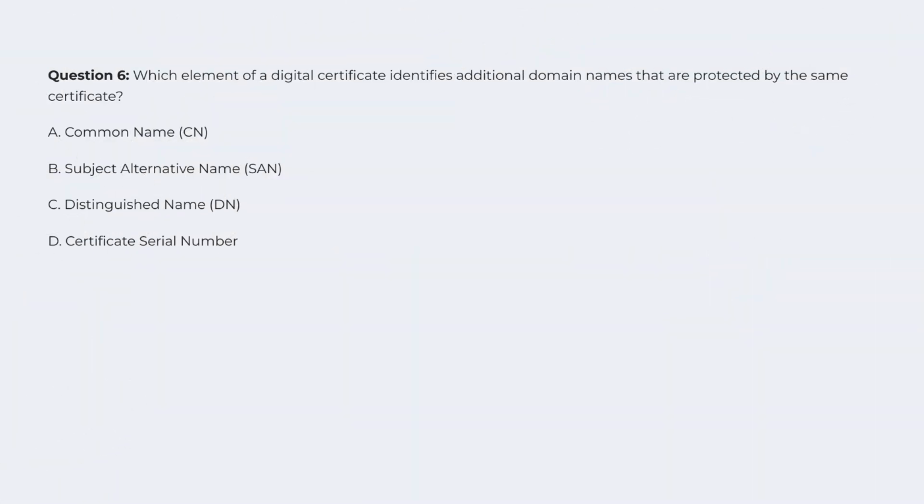Question 6. Which element of a digital certificate identifies additional domain names that are protected by the same certificate? A. Common name, CN. B. Subject alternative name, SAN. C. Distinguished name, DN. D. Certificate serial number.